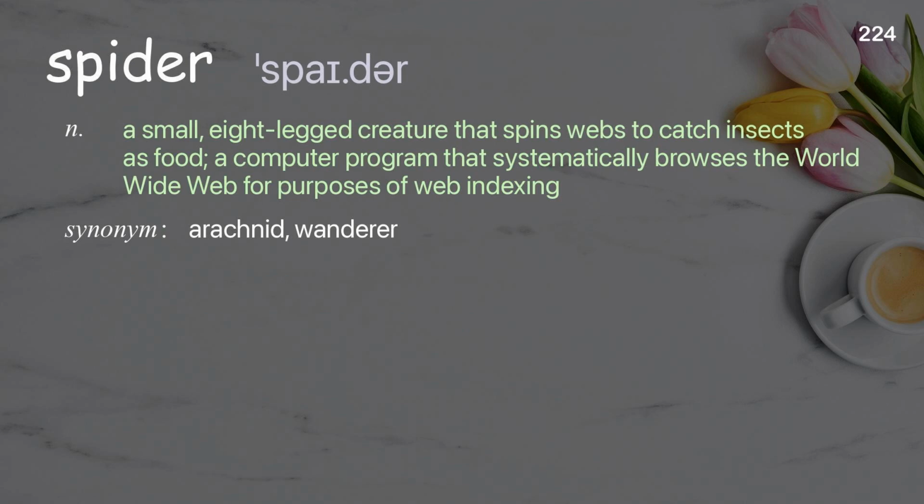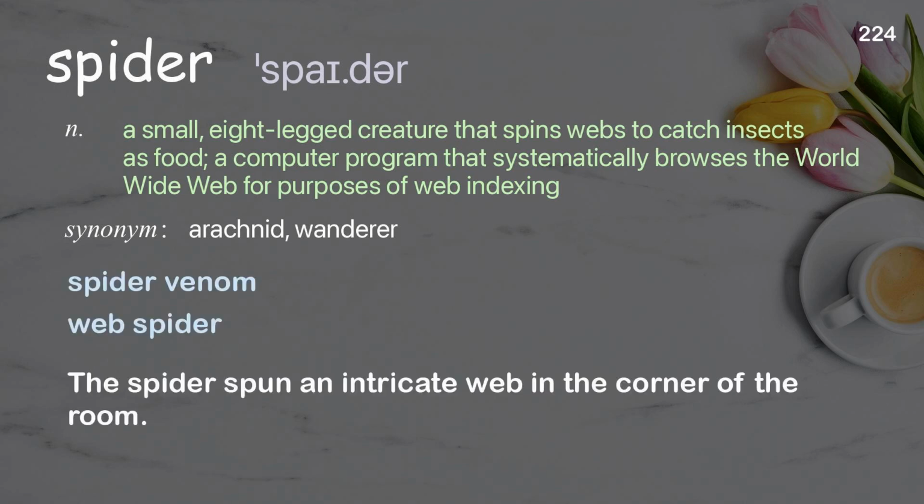Spider. A small, eight-legged creature that spins webs to catch insects as food, a computer program that systematically browses the World Wide Web for purposes of web indexing. Examples: Spider venom, web spider. The spider spun an intricate web in the corner of the room.